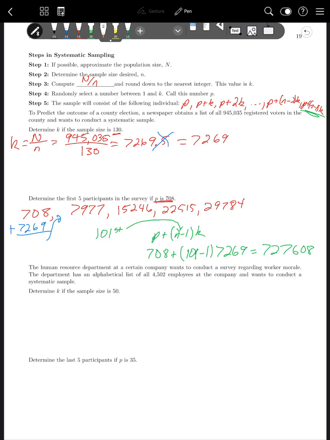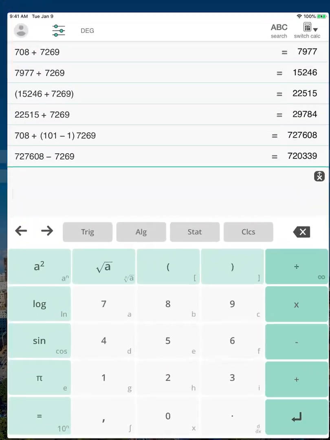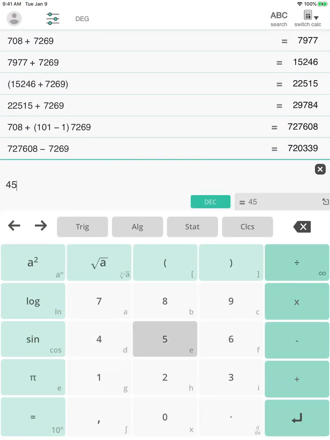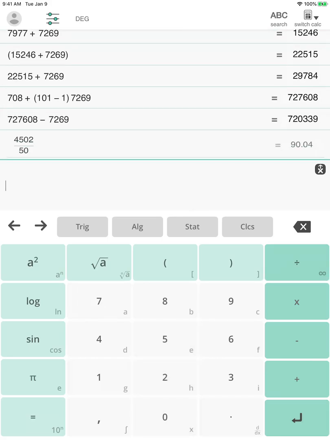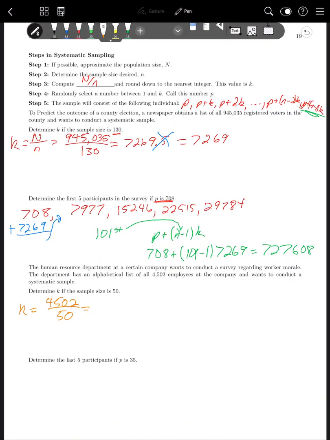So the Human Resources Department at a certain company wants to conduct a survey regarding worker morale. The department has an alphabetic list of all 4,502 employees at the company and wants to conduct a systematic sample. Determine K. So K, remember, is the population size divided by the sample size. So 4,502 divided by 50. In this case, that's 90.04. We lop off the decimal, and K is 90.